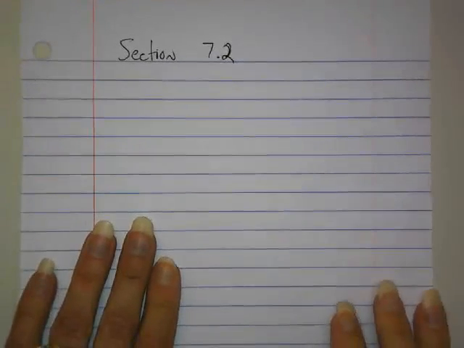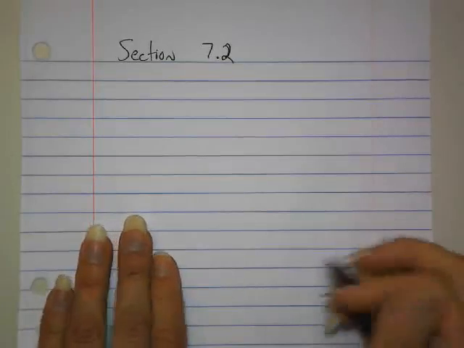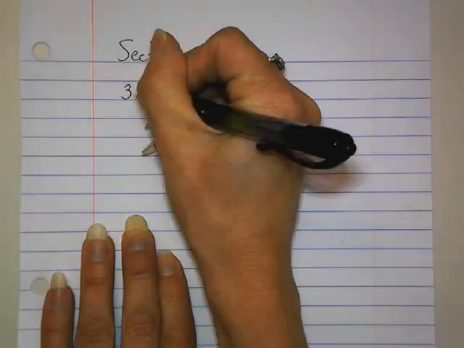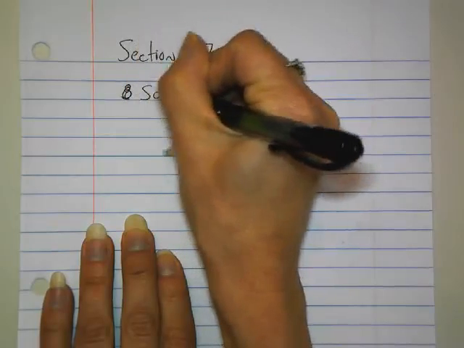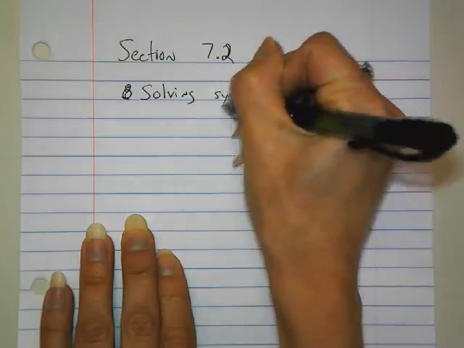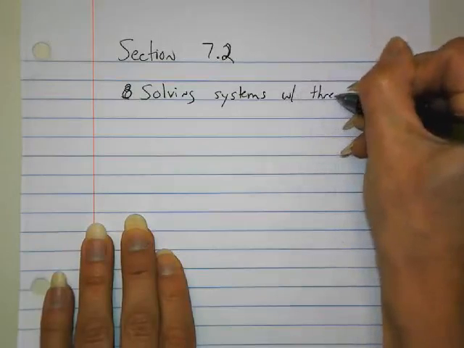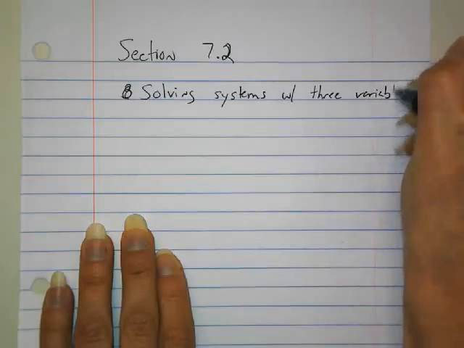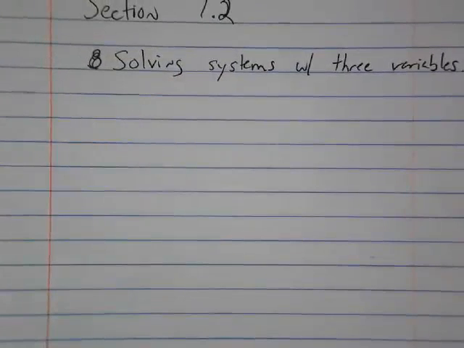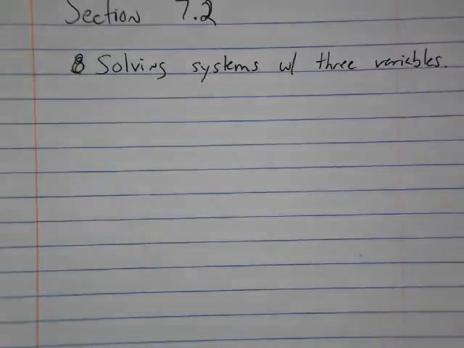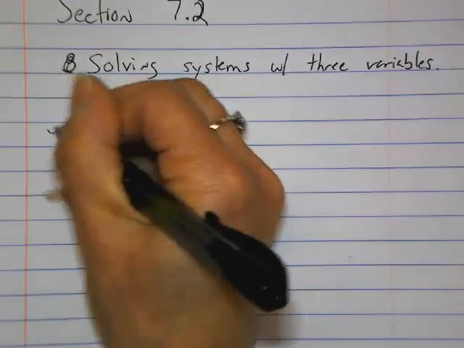Alright, today we're going to go ahead and continue with our solving systems of equations. Today we're going to look at 3 equations and 3 unknowns. So let's do solving systems with 3 variables. Okay? So it's going to be very similar to what you did yesterday, but much longer. Alright? And let's just jump into an example and then I'll give you some steps.